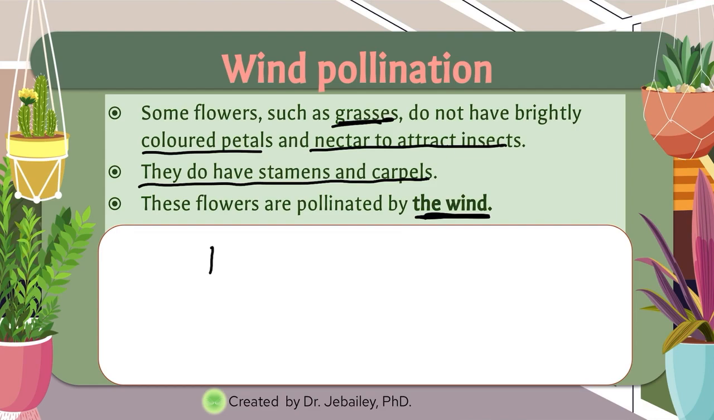So imagine you have the stigma right here with the ovary here, and you have the anther with the filament. The wind will come blowing in, and that wind will hit here and cause one of the pollens to land on its own stigma and go down the style and cause the pollination.